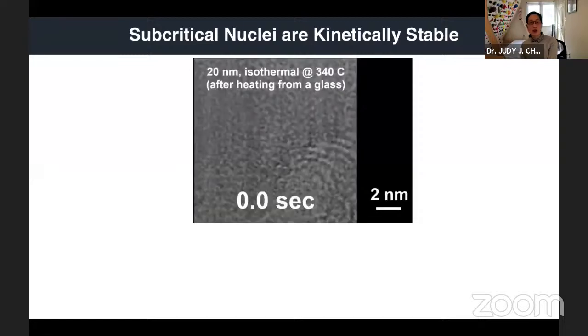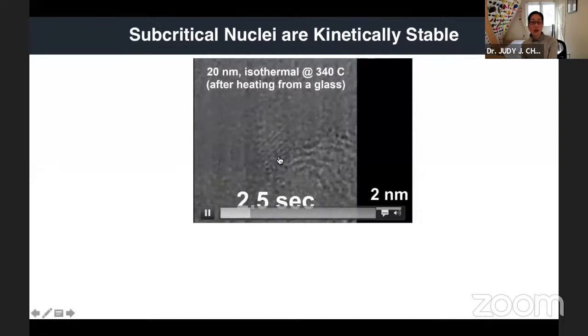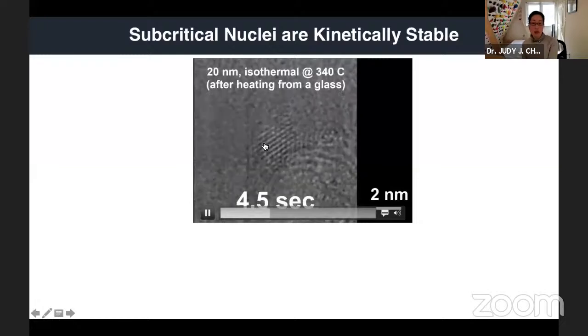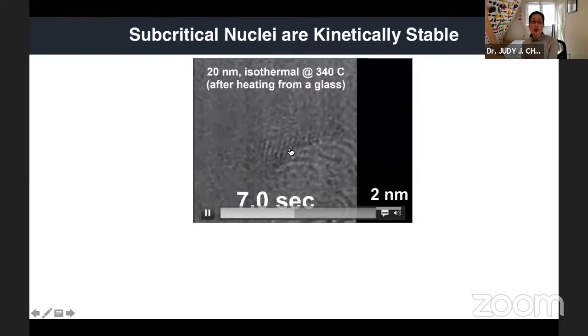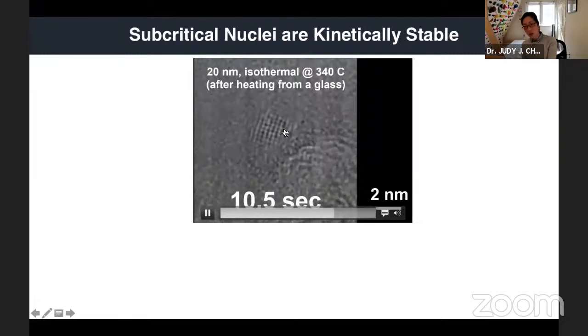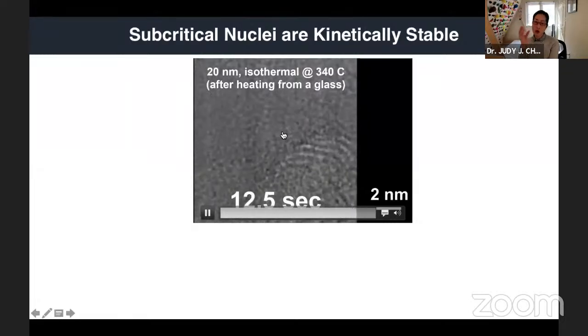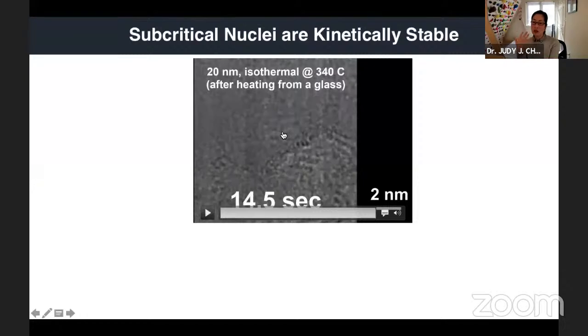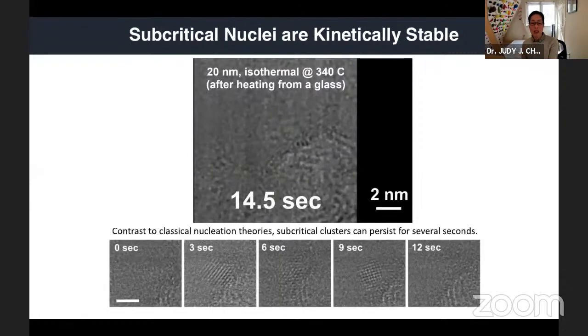So I can at least show you that we have evidence of formation of a small nuclei that can survive for tens of seconds at an elevated temperature. So this nucleus formed, rotated around, and eventually dissolved back into the glass state. The surprising thing is that it survived for about 9 seconds at this 340 degrees Celsius, long enough to participate in growth.